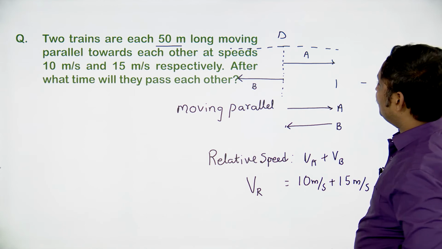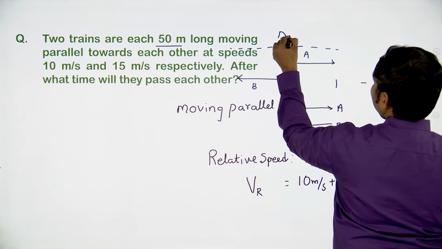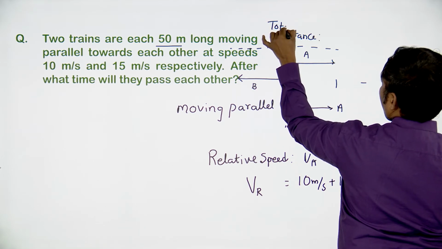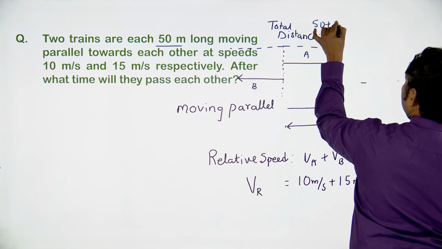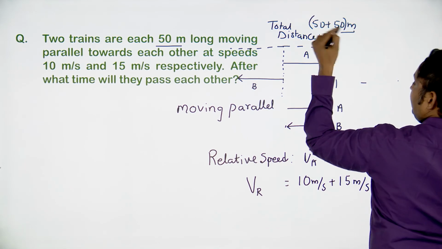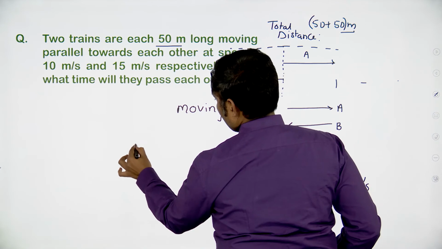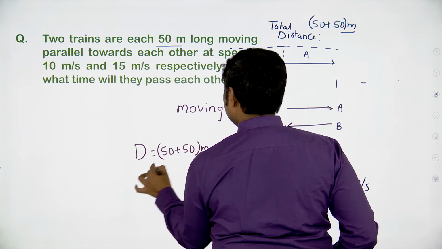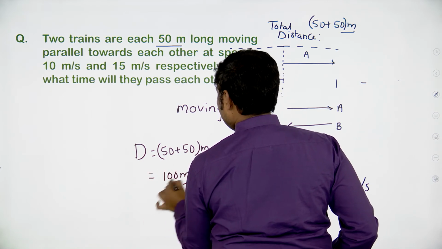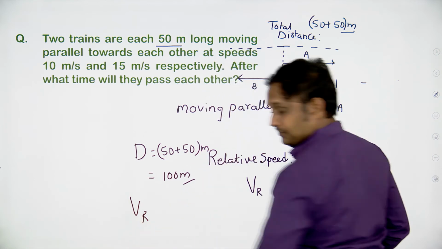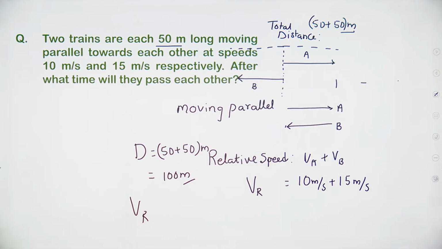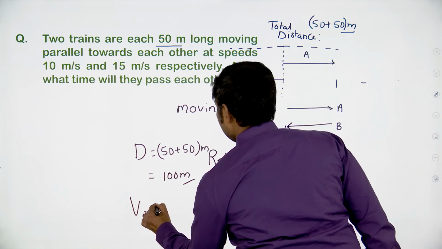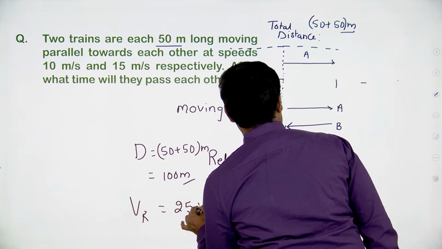Yes, they have given you the length of each train. Total distance covered is going to be 50 plus 50 meter. So, total distance D is equal to 50 plus 50 meter, that is 100 meter. Very clear. So, VR is equal to relative velocity, that is going to be 25 meter per second.